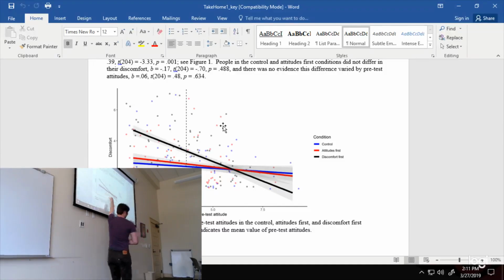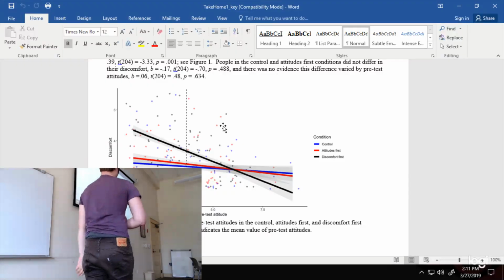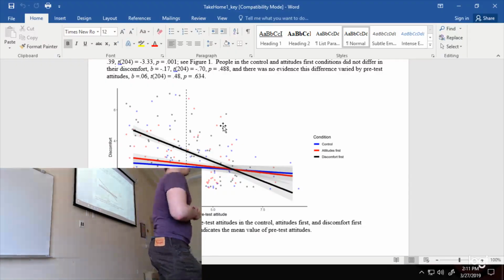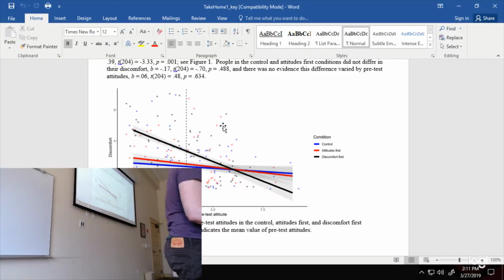Barring that, I think something like this sort of line graph, maybe with a vertical line showing where mean attitudes is, so that you can see, oh yeah, at the average, the discomfort-first condition is showing more discomfort. That would have been reasonable. But anyway, this is a very common way, not the only way, but a common way of displaying this kind of design.